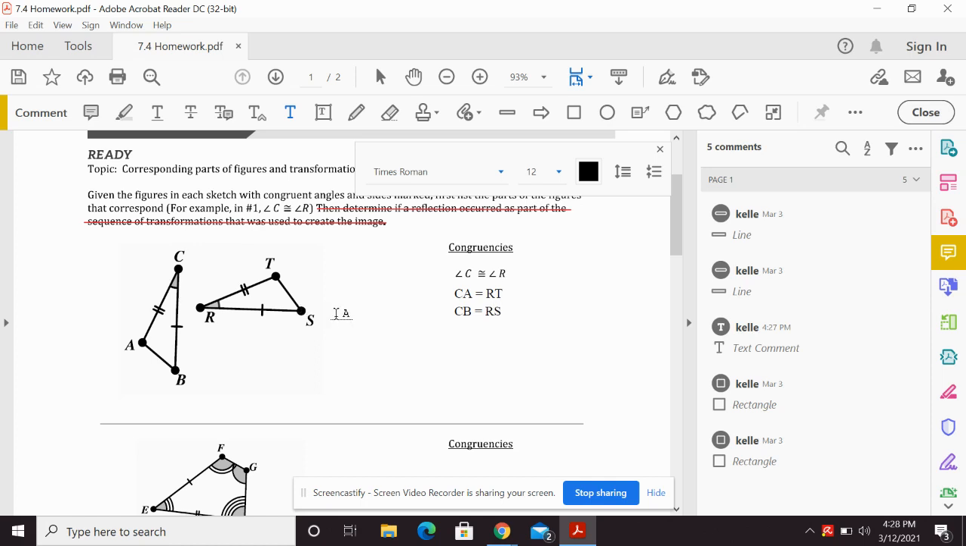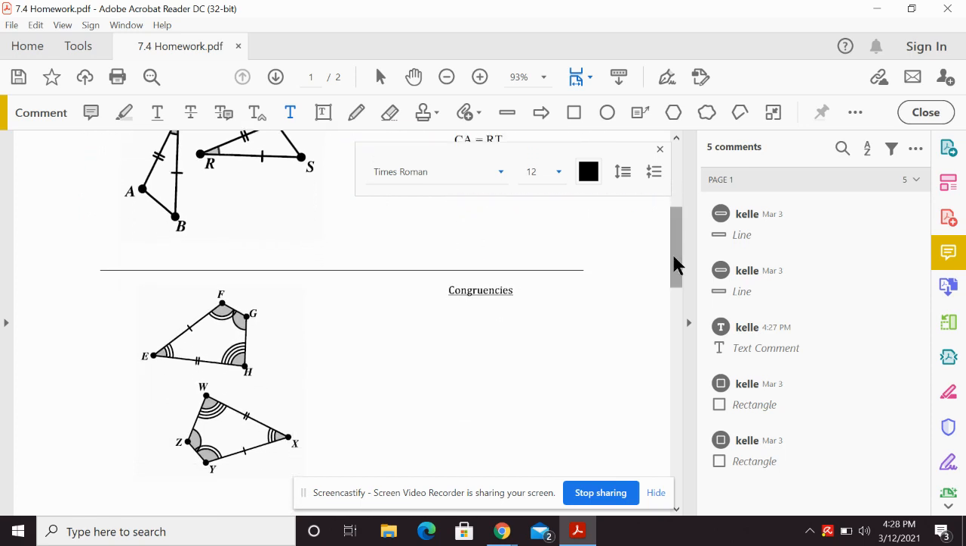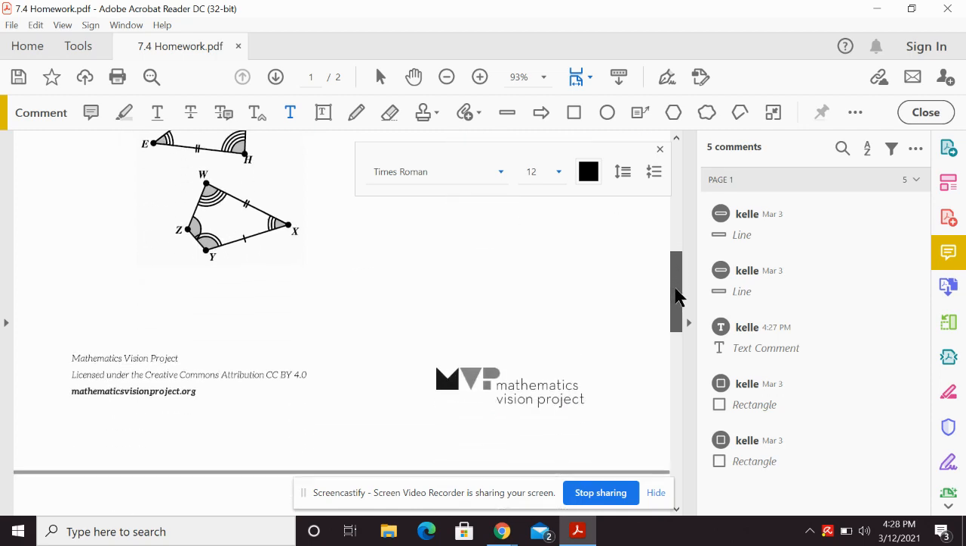So that means triangle CAB is congruent to triangle RTS by side, angle, side. So that's what you're going to do down here: you're going to list the congruencies. What is congruent to what?